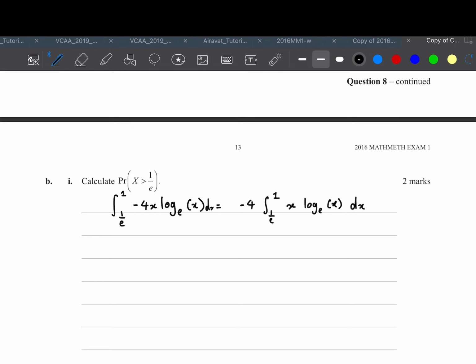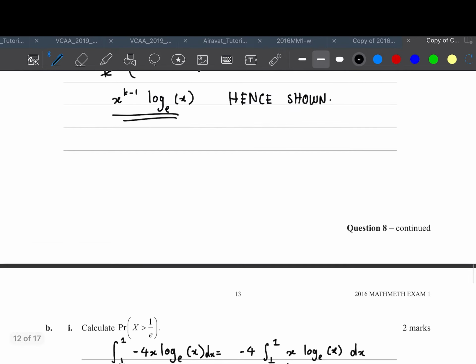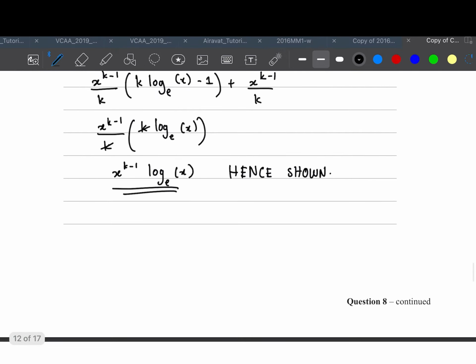Ooh, I forgot to write dx, that's 1 mark gone. Okay, do not forget to write dx, it's quite important. Now, how do I solve this integral? Well, this will be done once you understand what we did here. What we basically proved here is that when we integrate x to the power of k minus 1 log base e of x dx, we will get x to the power of k over k squared times k log base e of x minus 1.